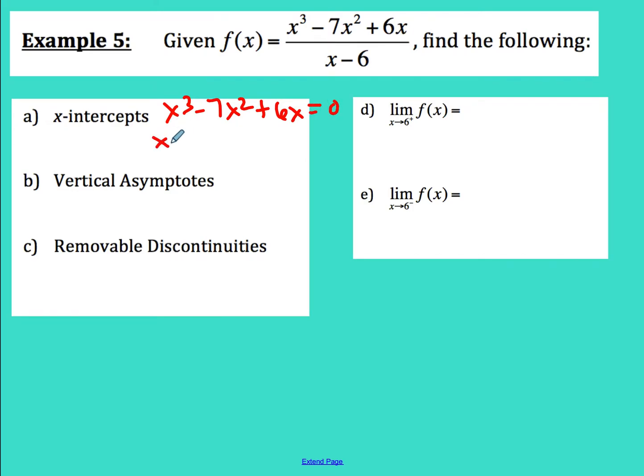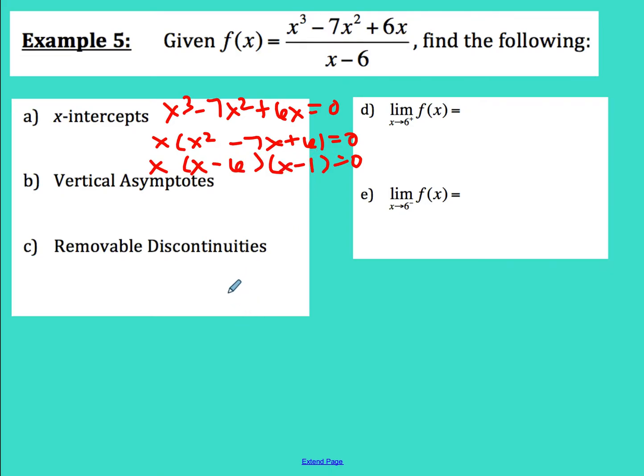And in order to solve this, I would factor out my GCF of an x. And then I would factor the next part. So I need to multiply to 6, but add to negative 7. So I would have x minus 6 and x minus 1.